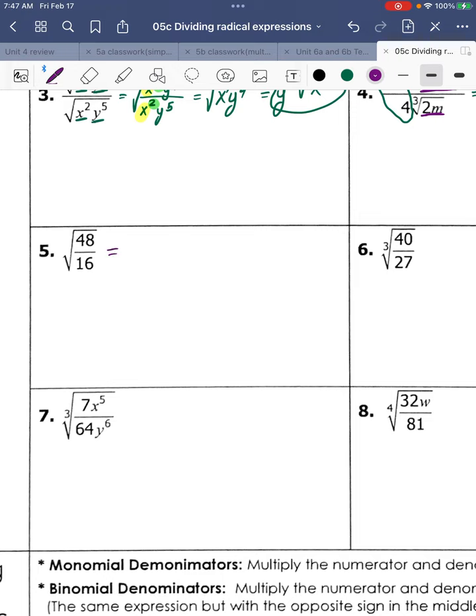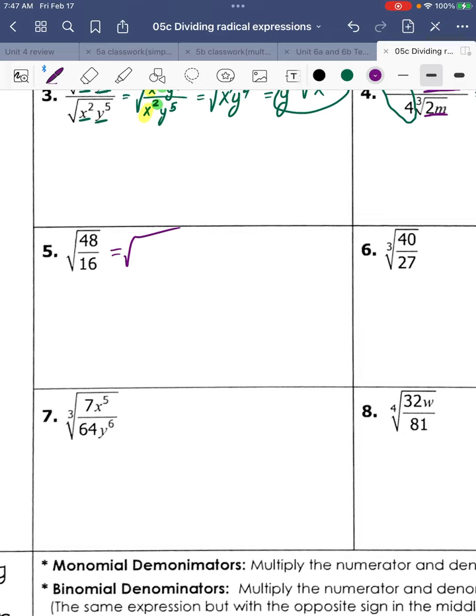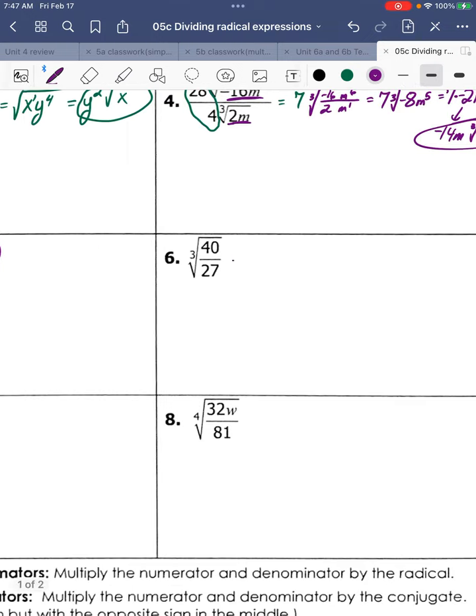All right, let's take a look at the next ones. We already have it combined. 48 divided by 16 is 3. The square root of 3 is not simple, so we cannot simplify it any further.